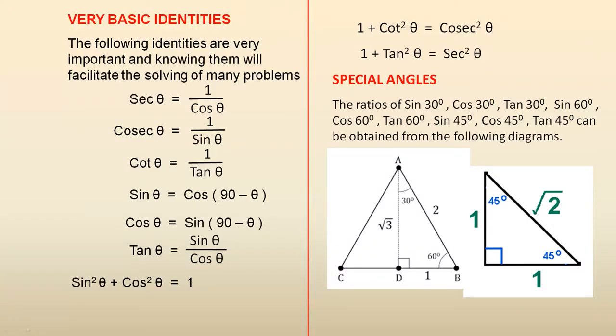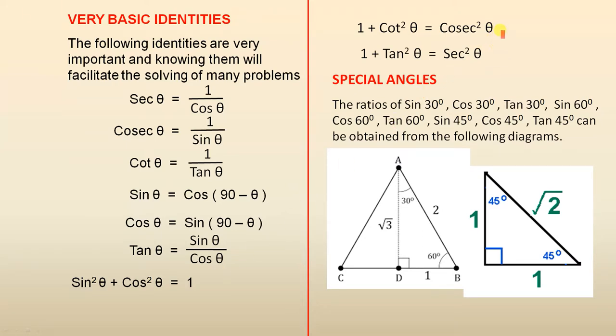Very basic identities. The following identities are very important, and knowing them will facilitate the solving of many problems. Sec theta is 1 on cos theta, cosec theta is 1 on sin theta, cot theta is 1 on tan theta. The sine of theta is the cos of 90 minus theta. The cos of theta is the sine of 90 minus theta. And tan theta is sin theta over cos theta.